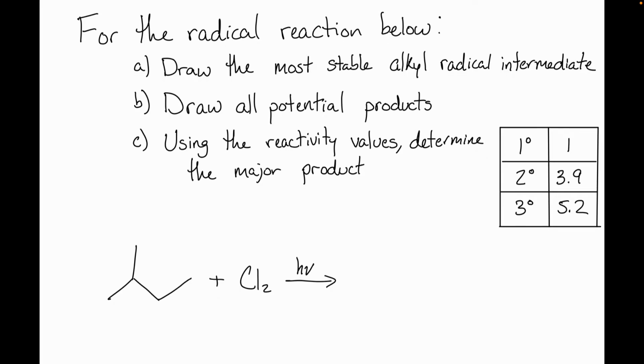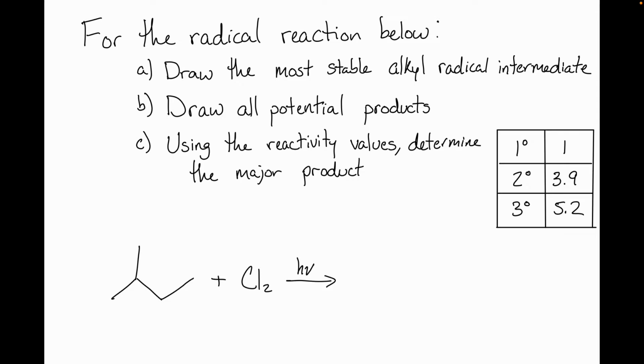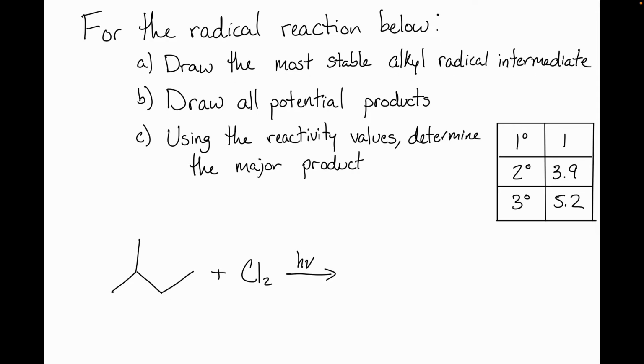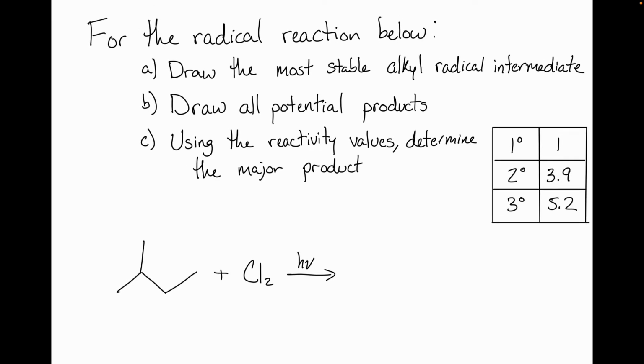And again, what we learned is we should be able to do three things. Draw the most stable radical intermediate, draw all the potential products of this reaction, and then using those reactivity values, figure out which one's going to be the major product.